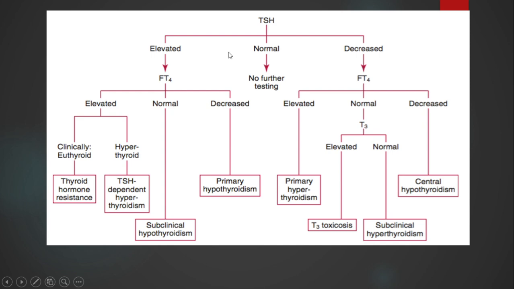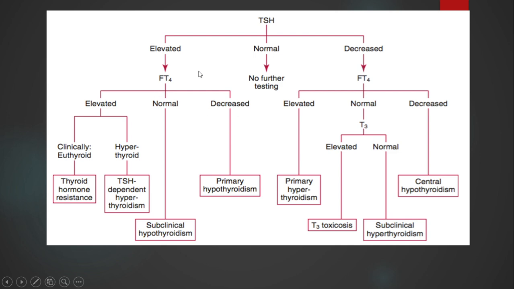So this is the diagnostic tree. Here also we can see TSH is at the top. That means first we have to test the TSH. If it is normal, then no further testing. But if it is abnormal, either elevated or decreased, then we go for T4. Here also T4.